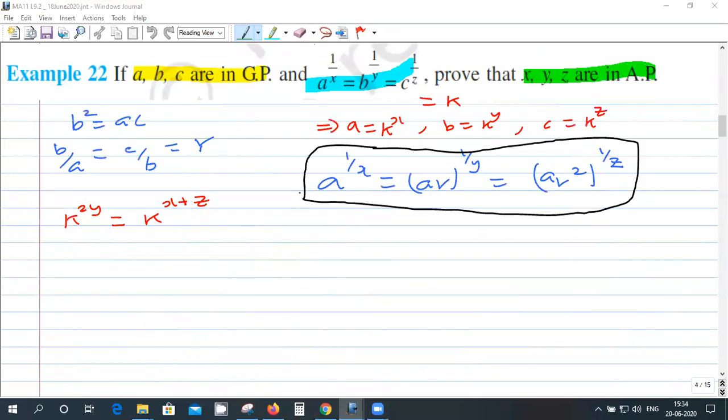Okay. See, in this one, a, b, c are in GP, and this is also given: a to the power 1 by x equals b to the power 1 by y equals c to the power 1 by z, and you have to prove that x, y, z are in AP, right? So just put this thing equal to k, and from that you'll get a as k raised to the power x, and b as this thing, and c as this thing. Then a, b, c are in GP, so b square is equal to a into c. So from this you'll get this one, and this will show that x, y, z are in AP.